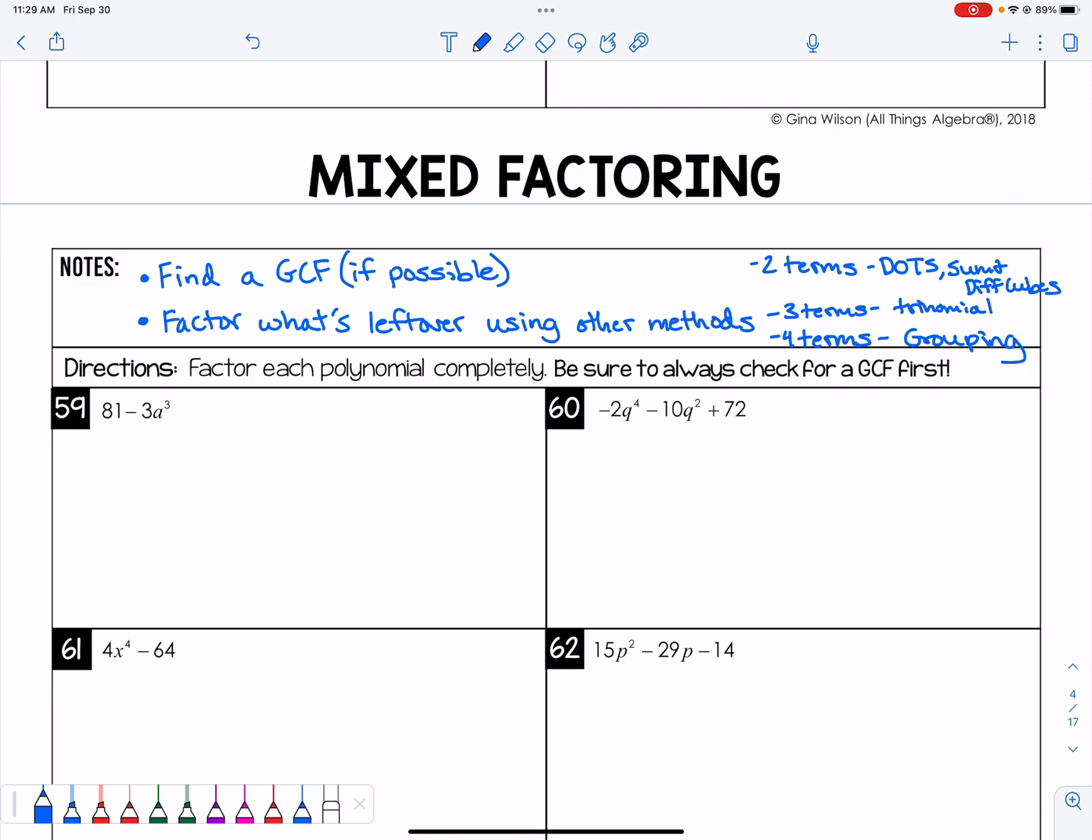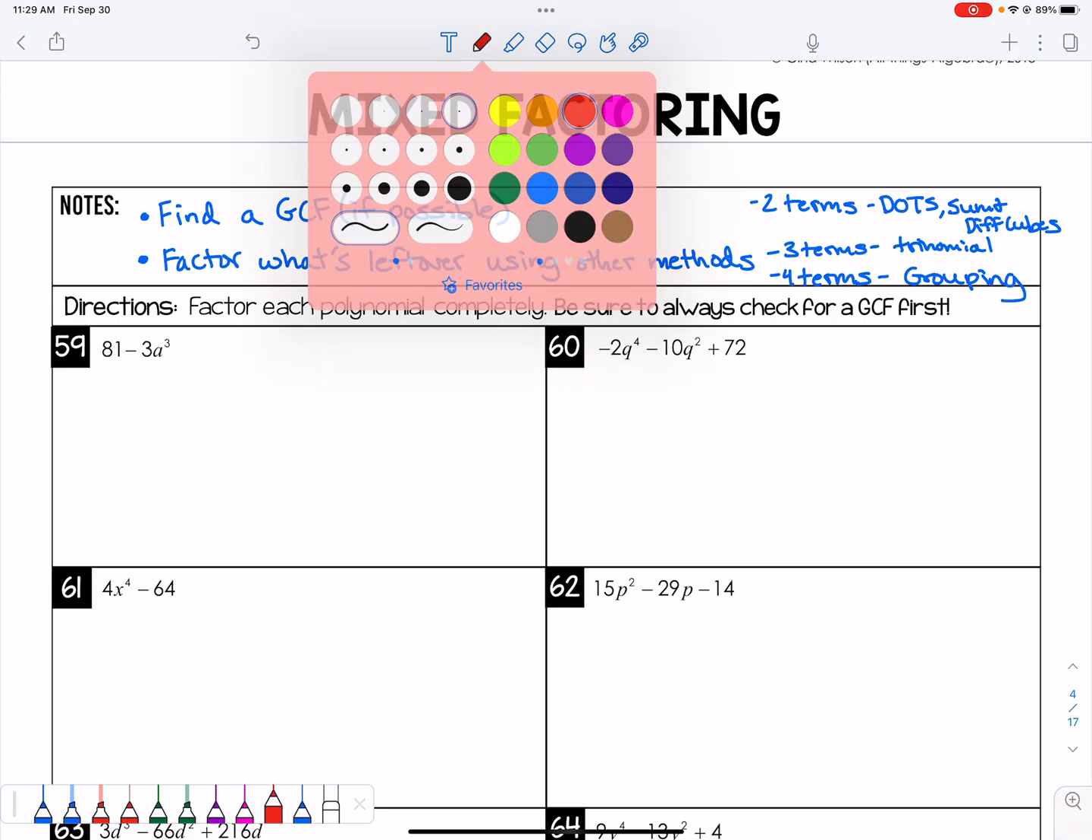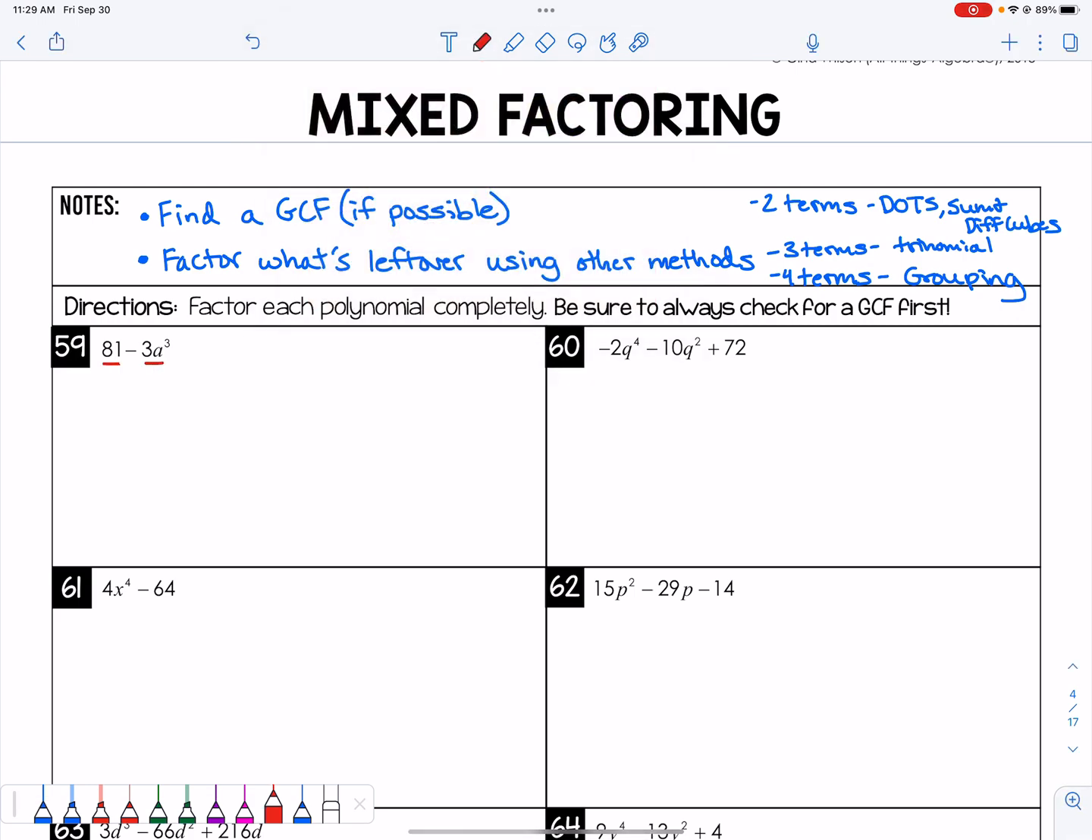All right, so let's try a couple of examples to get you started. So for 59, I see I have 81 minus 3a cubed. So first I want to divide both by a greatest common factor of 3. All right, so that would leave me with 3 out front, and I have 27 minus a cubed. So I've divided out the greatest common factor, I've written it out front, but I notice what's left over is a difference of cubes, because I have two terms.